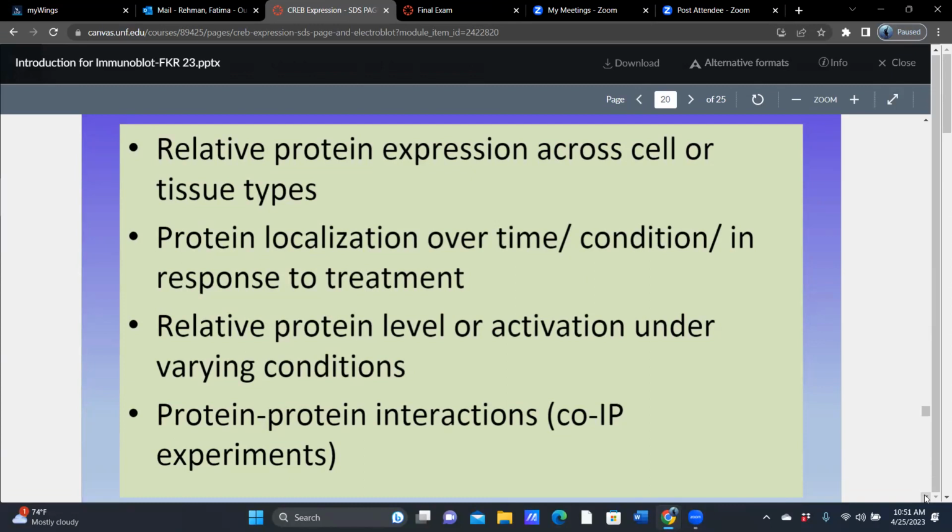You can look at protein localization, where the protein is, whether it's in the nucleus or the cell membrane or the outside, or in a condition over time in response to some treatment. You can also look at protein-protein interactions, where we use, for example, an affinity technique called co-immunoprecipitation.